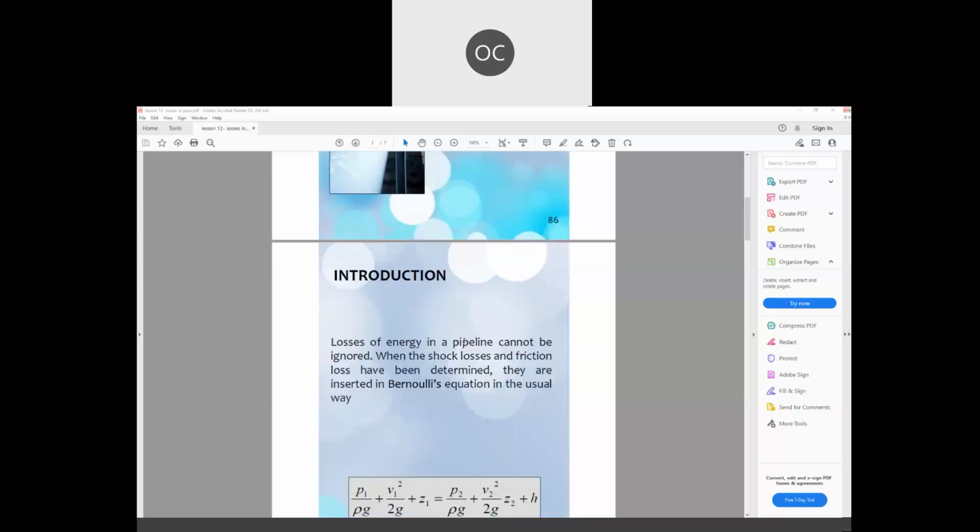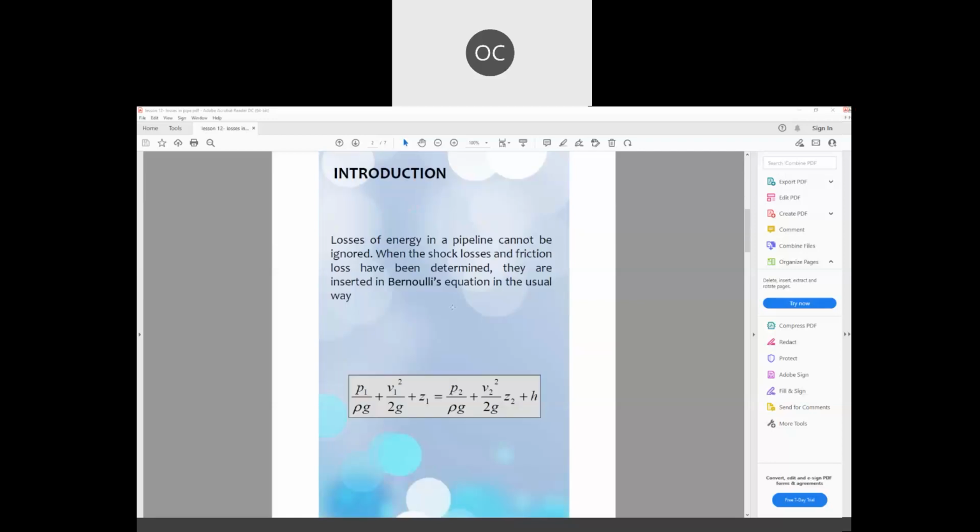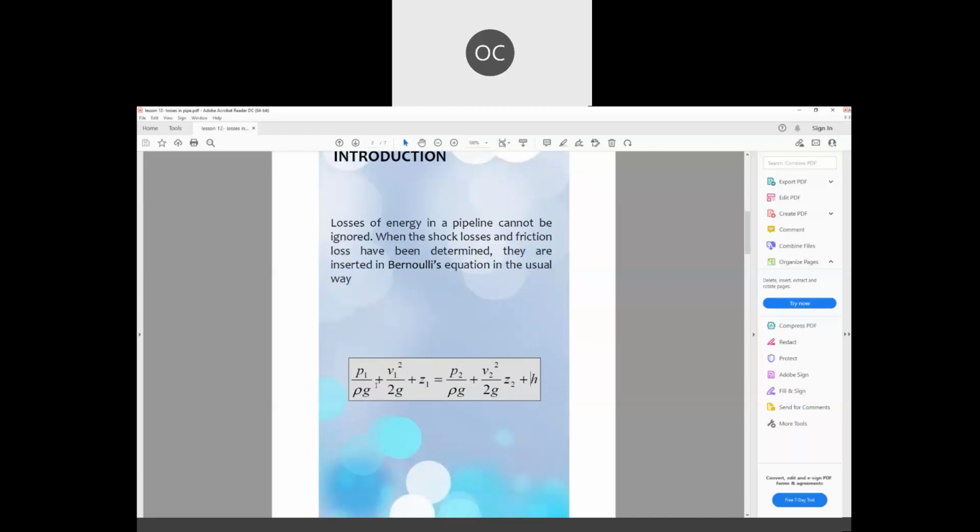Okay, so for today's session, this is what we call the Bernoulli equation, right? Previously you learned that the energy in, which is point one, will always equal the energy out. However, in real-life situations there will be some losses, denoted by the H value. So actually H1 minus the loss equals H2. Just to recap the Bernoulli equation.